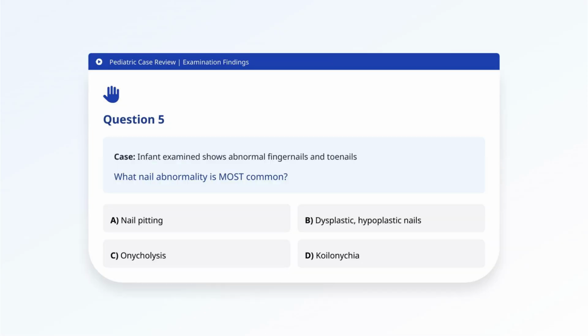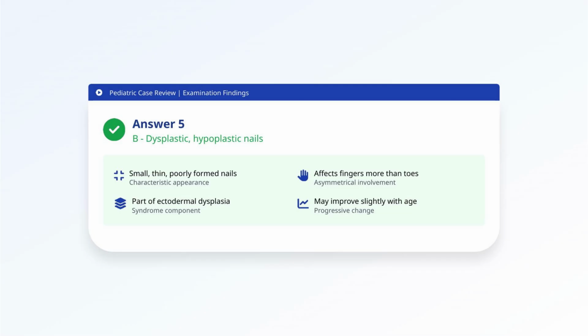An infant with Ellis Van Creveld Syndrome is examined and shows abnormal fingernails and toenails. What nail abnormality is most common in this condition? Option A, nail pitting. Option B, dysplastic, hypoplastic nails. Option C, onycholysis. Or Option D, koilonychia. The correct answer is B, dysplastic, hypoplastic nails.